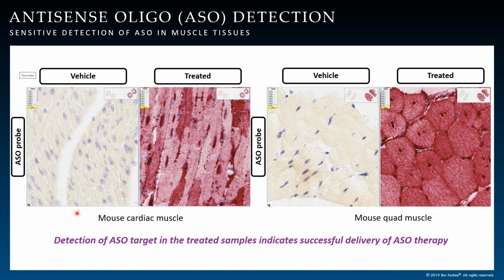Similarly, for ASOs in this example, this ASO therapy was delivered in different muscle tissues of this mouse, and using our microRNAscope assay and designing a specific probe, we were able to identify and visualize these ASO targets specifically in the treated tissue compared to the vehicle tissue. This again highlights that ASO delivery is successful, and we have a tool to precisely analyze this particular delivery in our microRNAscope assay.